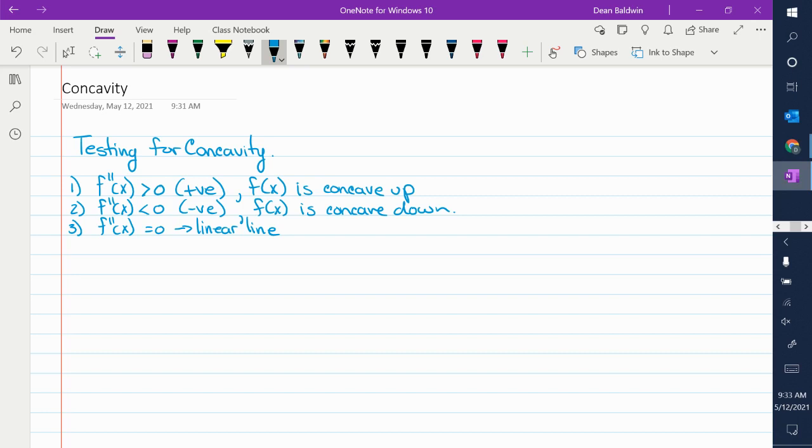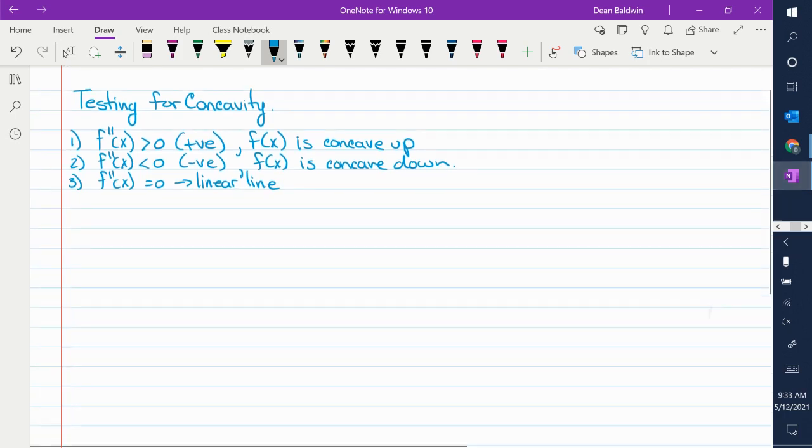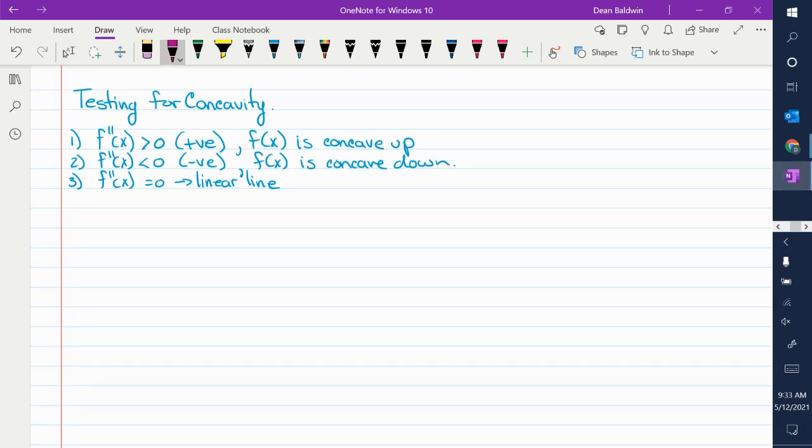How do we do concavity? So we need to do second derivatives, which are always a bit more work. Critical values are for the first derivative. We're going to call these possible points of inflection. PPOIs is what we're going to call them.